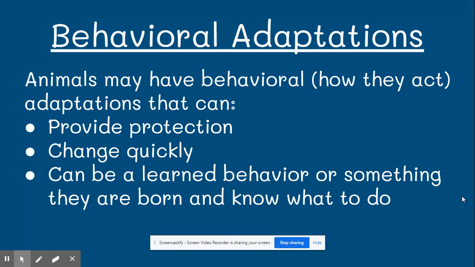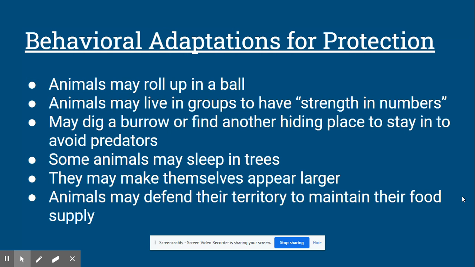Besides structural adaptations, there's also another kind of adaptation called behavioral adaptation, and that's how you act. These are mainly to provide protection. They can also change very quickly. They can adapt because of the environment and how it is. This could be something that they learned over time that worked for them, or when they're born, they may just have that innate idea of this is what I'm supposed to do. I think about that with baby sea turtles. They know to go right to the sea as fast as possible when they hatch so that they're not eaten.